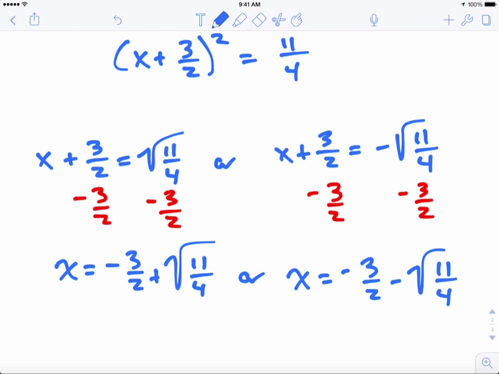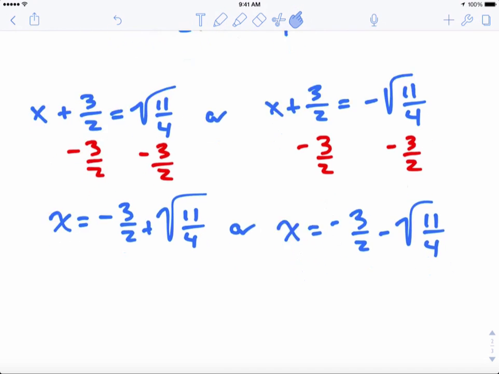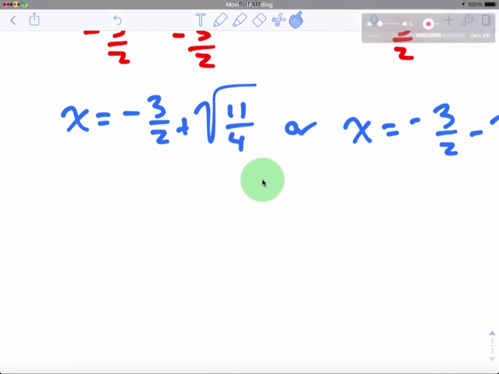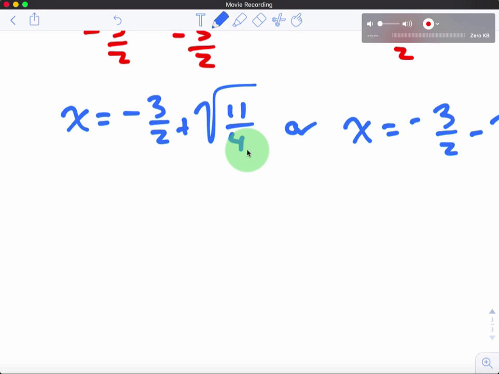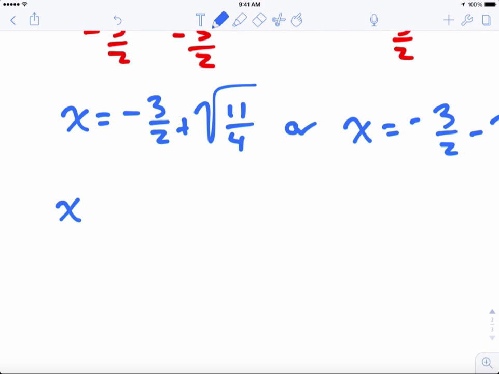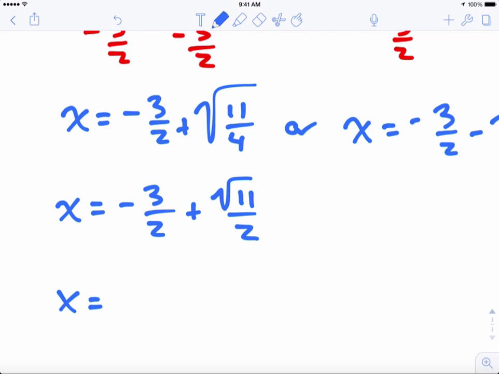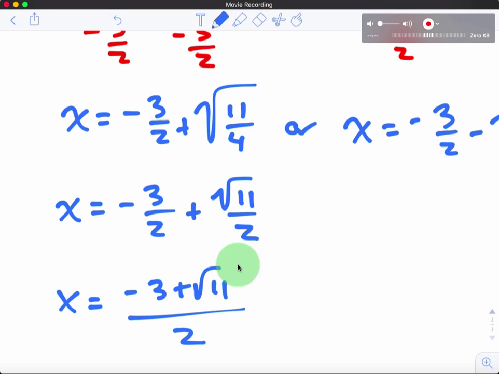I do want to make a note on some notation things. The square root of 11/4, you can actually divide and conquer here. Take the square root of the numerator, which is just the square root of 11, and take the square root of the denominator, which happens to just be 2. So we could easily have written this as x equals negative 3/2 plus the square root of 11 over 2. And even some people write this as negative 3 plus the square root of 11 all over 2. I mean, this is just fraction skills here. So I wanted to make a note of that.